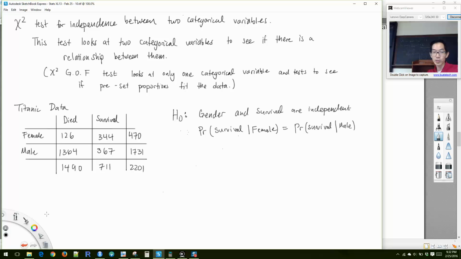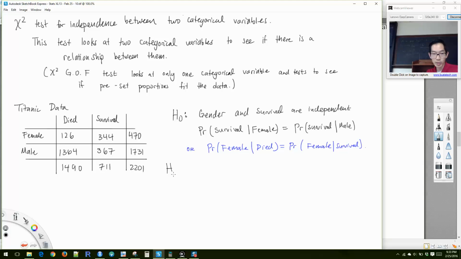And there's multiple ways we could write this. We could write probability of female given died is equal to probability of female given survived. This is another way to write the same thing. But either way, however you want to write it.